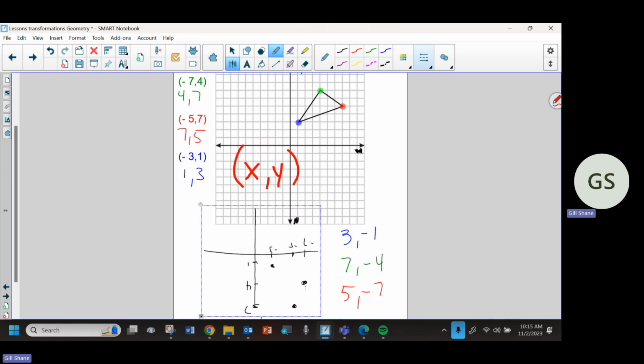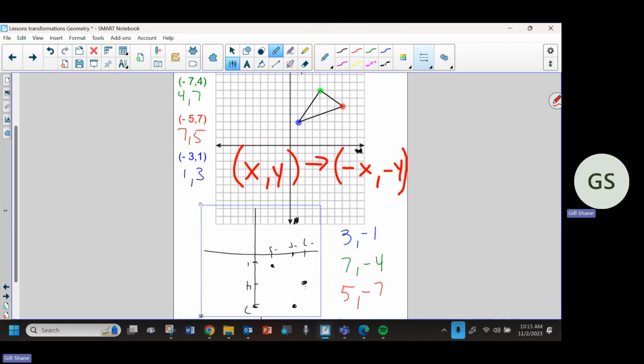So again, the order is the same. The X's and the Y's, the number part is still in the same spot. We just need to flip the sign of both. The -3 became +3, +1 became -1. So when you write the rule, you would just say it becomes -X, -Y. That's the rule for that.